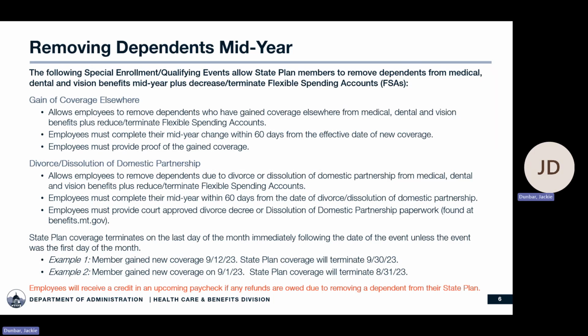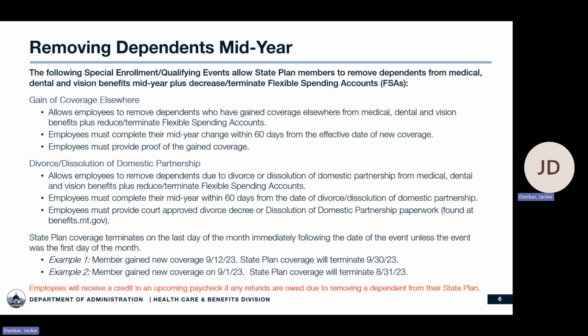Employees will receive a credit in an upcoming paycheck if any refunds are owed due to removing a dependent from the state plan. Dependent children turning 26 will automatically be removed from the employee's state plan coverage on the last day of the month the dependent child turns 26. The employee will receive a letter advising them the dependent was removed.